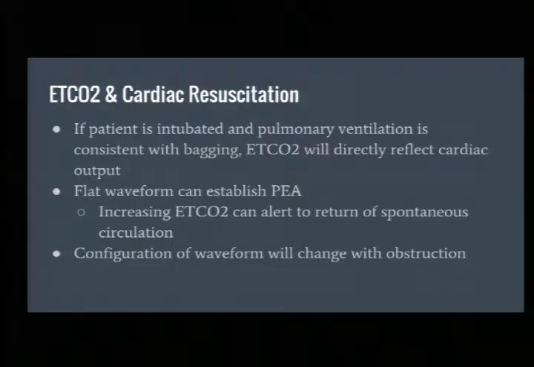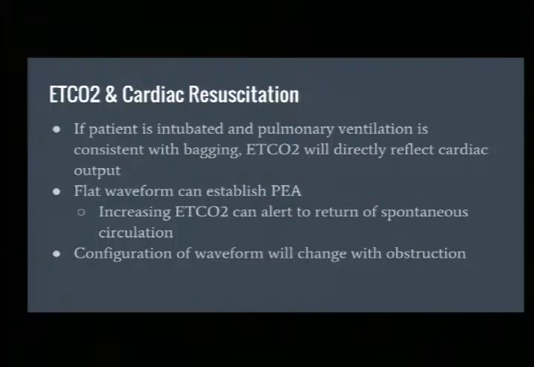So if a patient's intubated and pulmonary ventilation is consistent with bagging, your end tidal CO2 will directly reflect your cardiac output. So the big thing is, do you have good airway management first? Because if your airway's not appropriate, you're not going to be picking up an accurate end tidal. So if you see big changes in your end tidal CO2, either a drop or an increase, you need to look at what's happening with the patient.